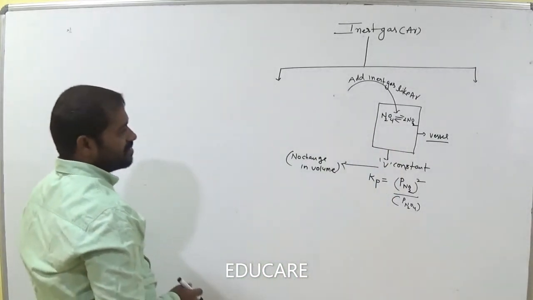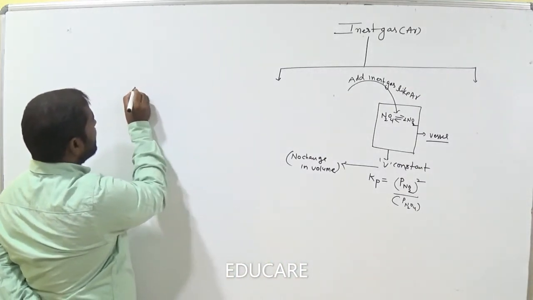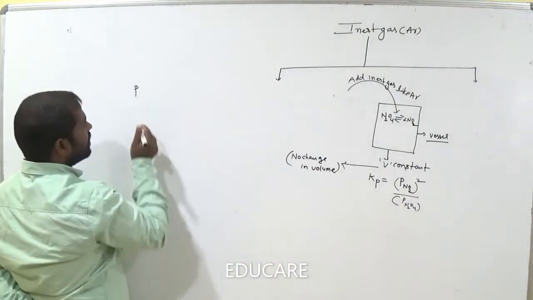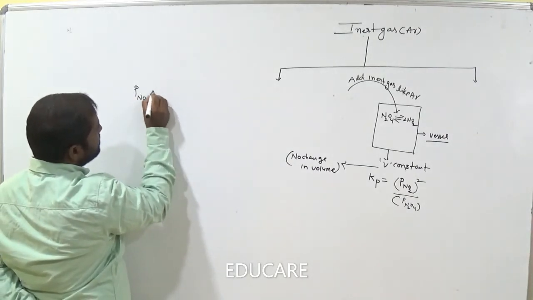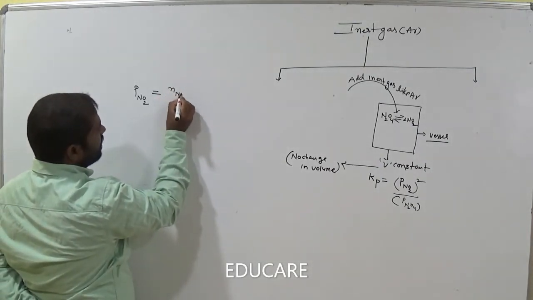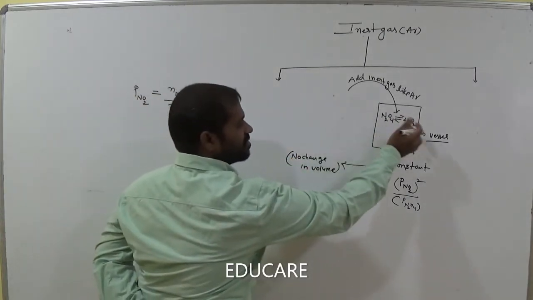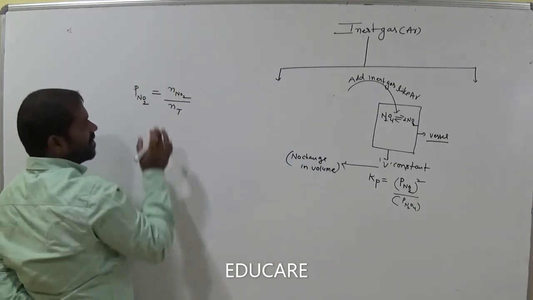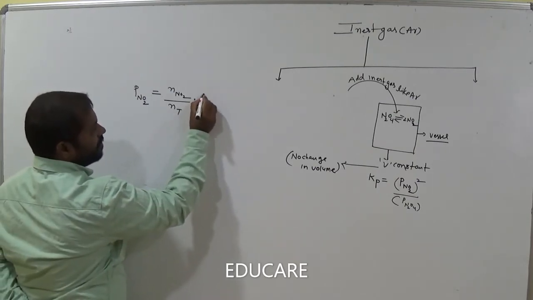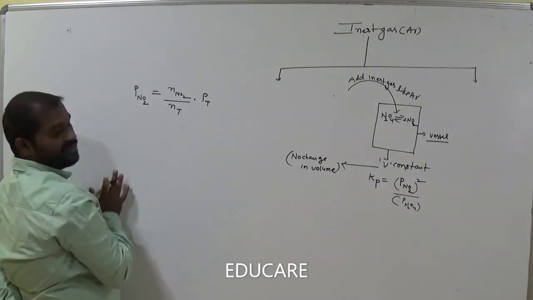So let's say this is the Kp expression. Now I would like to calculate the partial pressure of NO2. Partial pressure of NO2 equals the number of moles of NO2 divided by the total moles of the mixture, both moles, this and this, into the total pressure. This is the P of NO2 expression.